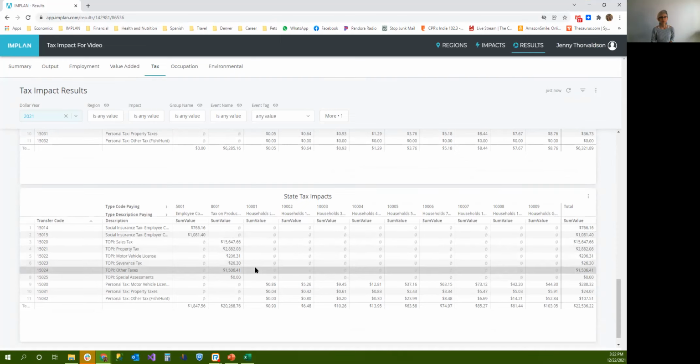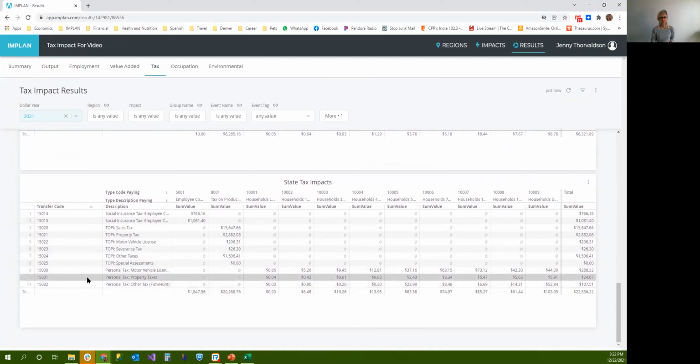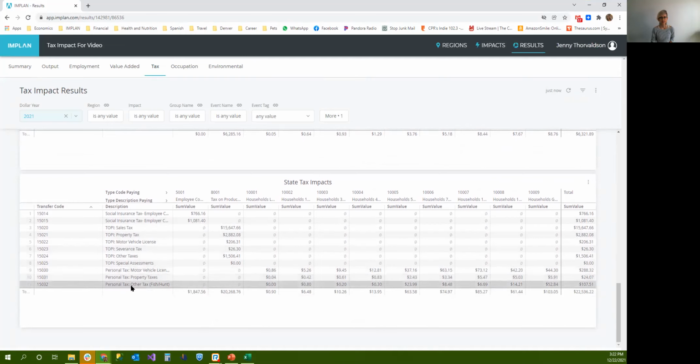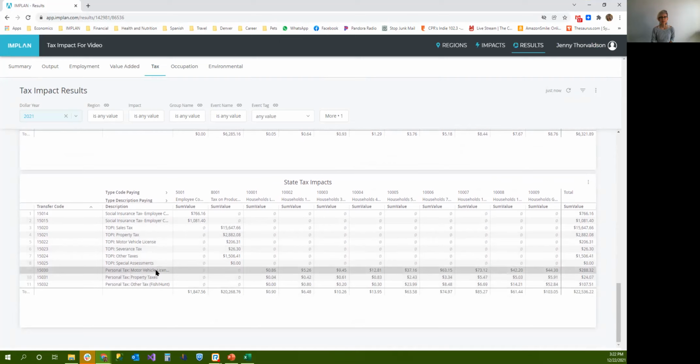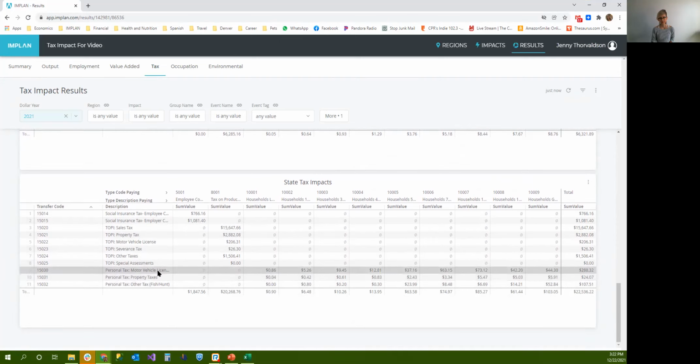The main thing I wanted to point out with this being Washington is if you look at these categories of personal tax, if you see me highlighting those, you'll see that there is no category for personal income tax. And that's because there isn't such a tax in Washington state.